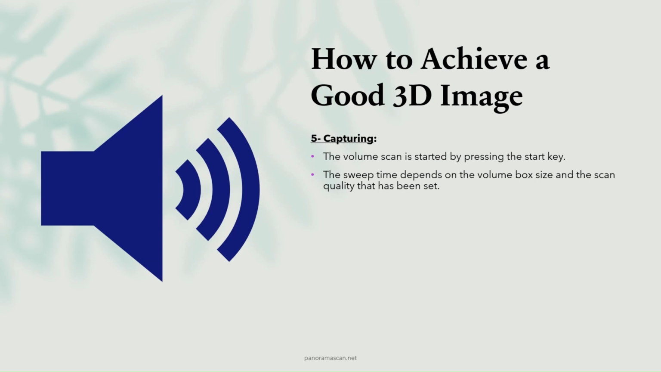A larger volume box will require a longer sweep time, as more tissue data needs to be acquired. Similarly, higher scan quality settings, which result in finer details, will also increase the sweep time. During the capturing process, the ultrasound transducer performs a sweeping motion, capturing multiple 2D slices of the target anatomy. These slices are then compiled into a 3D volume. Ensuring that the sweep time is balanced between image quality and scan time is critical for obtaining an optimal 3D dataset.